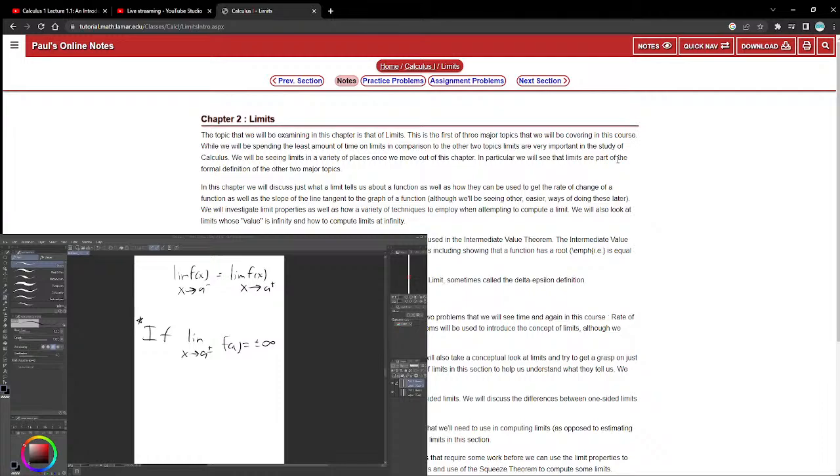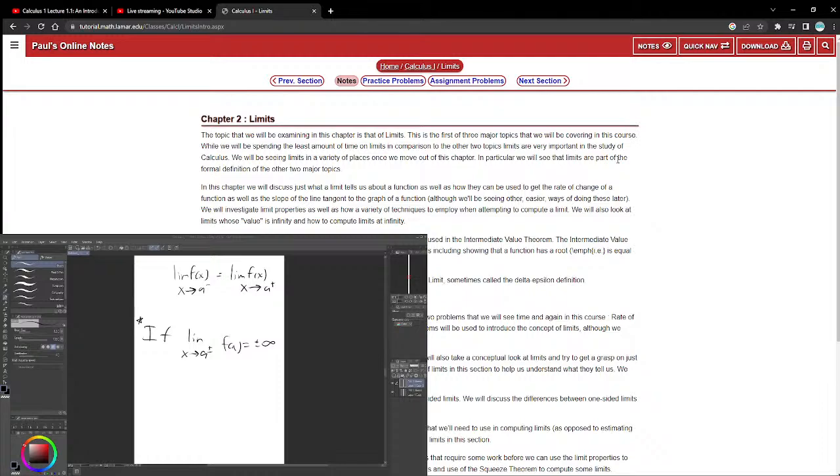In this chapter, we will discuss just what a limit tells us about a function, as well as how they can be used to get the rate of change of a function, as well as the slope of the line tangent to the graph of a function. Although we'll be seeing other easier ways of doing these later.